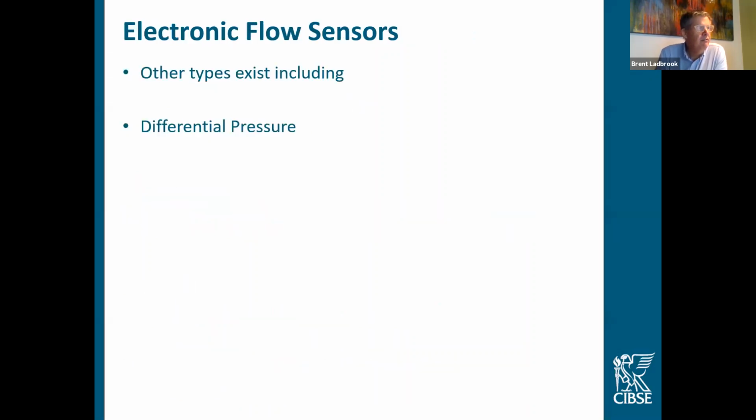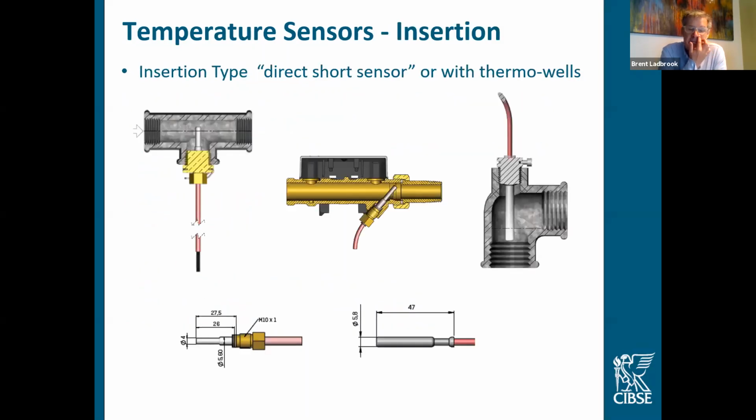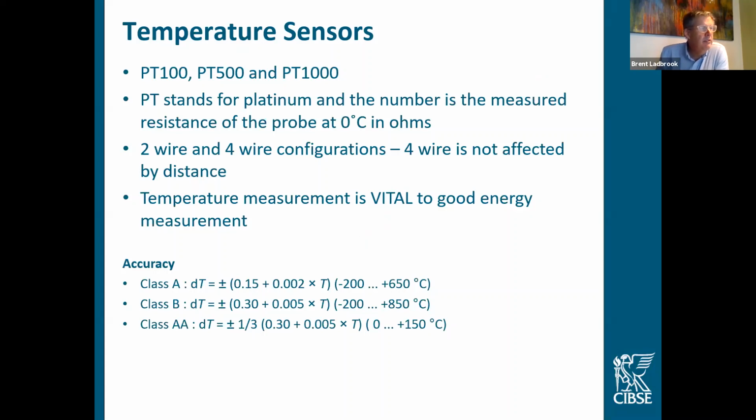Other types exist, differential pressure, vortex, seldom used, but they are out there. Temperature sensors, just as important as the flow sensor, PT100, 500 and 1000. PT stands for platinum, and the number is the resistance of the probe in ohms at 0 degrees Celsius. So PT1000 would have 1000 ohms resistance at 0 degrees Celsius and so on.